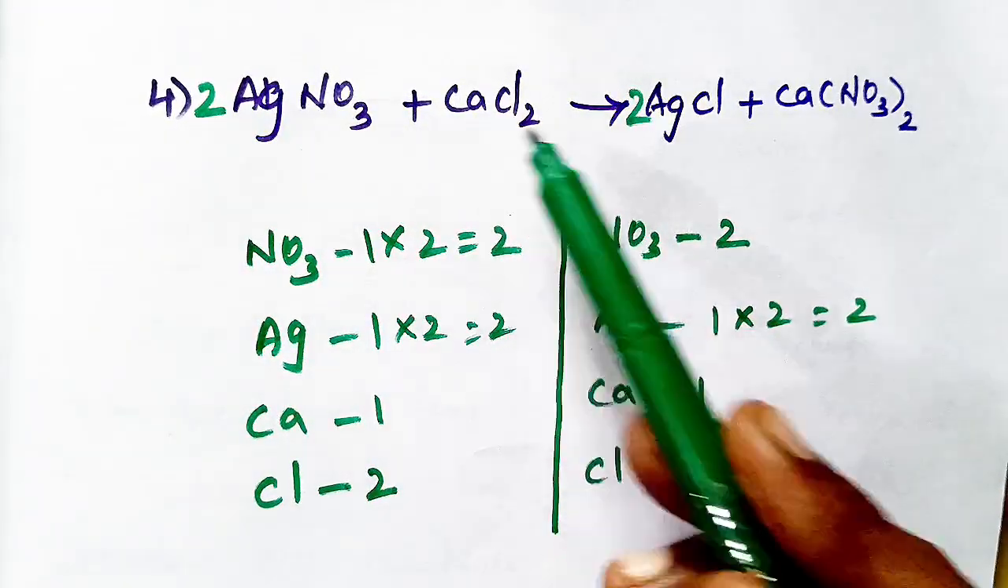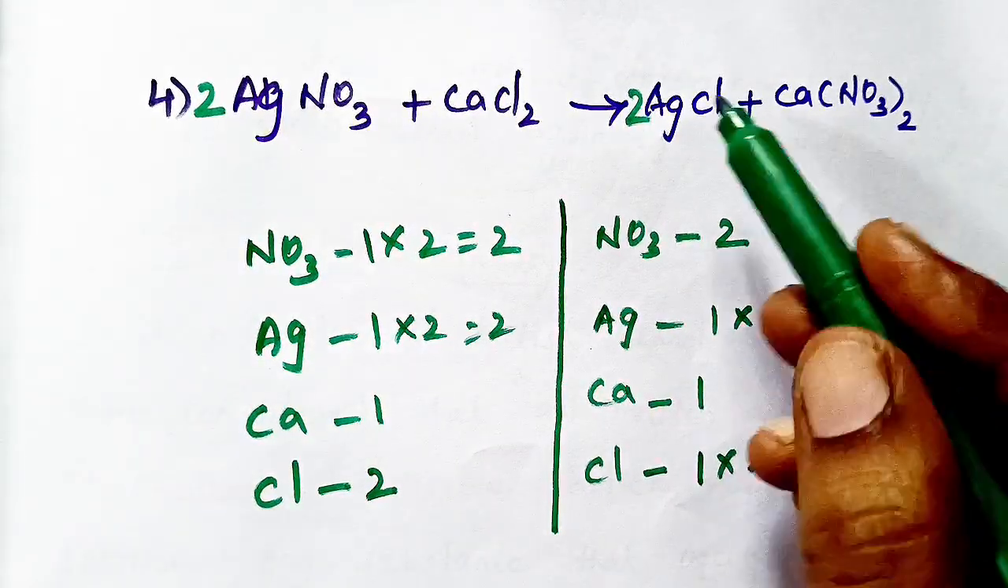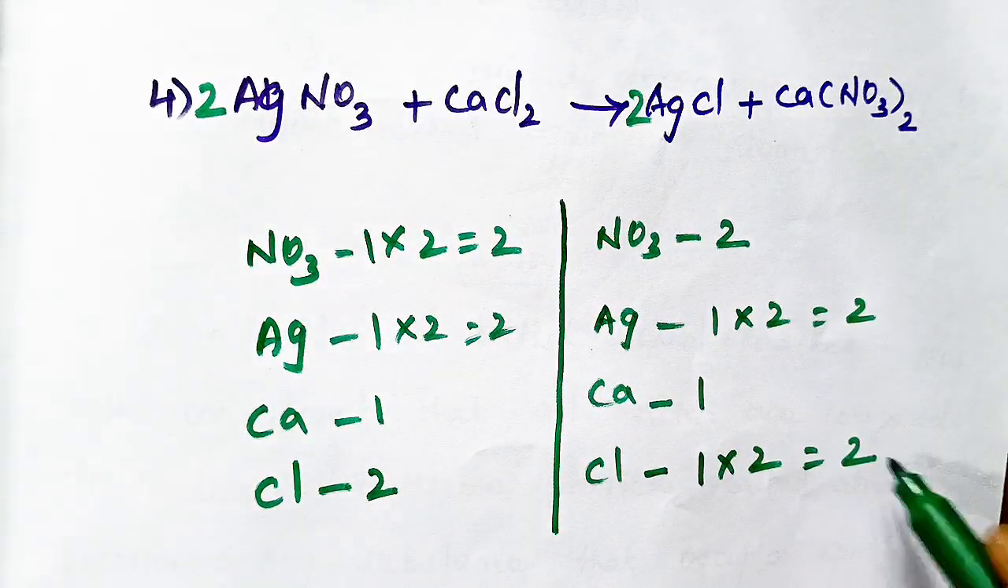Okay, then calcium is the same, 1, here also 1, and chlorine is 2, so here it is 2. Okay, 2 Ag, 2 Cl, so 2.